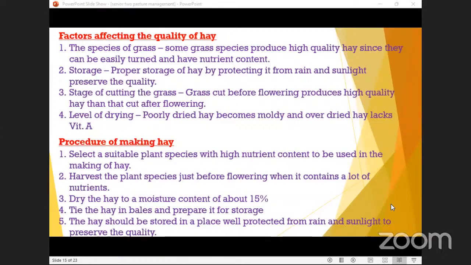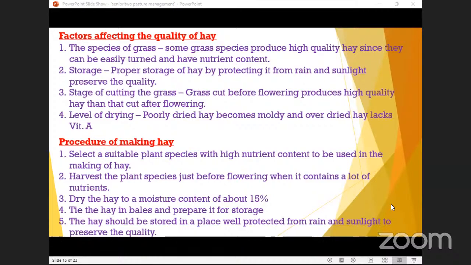Harvest the plant species just before flowering when it contains a lot of nutrients. Get it when it has not yet flowered. Dry the hay to a moisture of about 15%, meaning you have to dry it under controlled conditions. Don't just put it under the direct sun, at least put it inside a shade and dry it from there. Tie the hay in bales and prepare it for storage. After you tie it, make bales and you keep them.